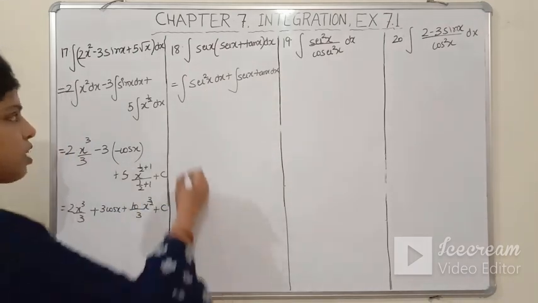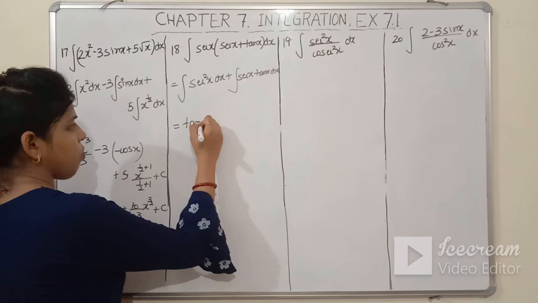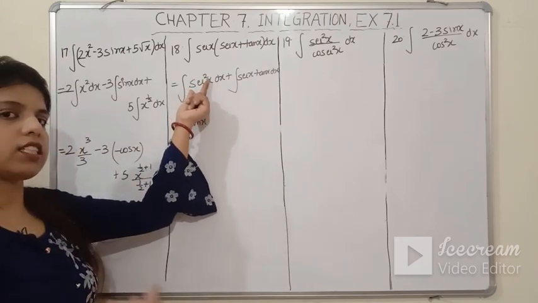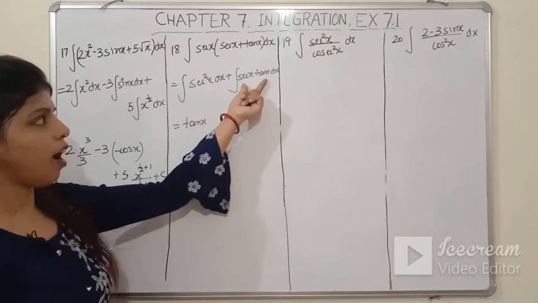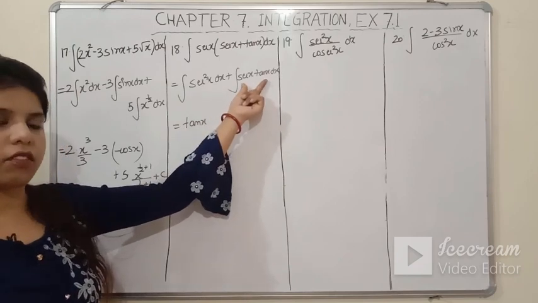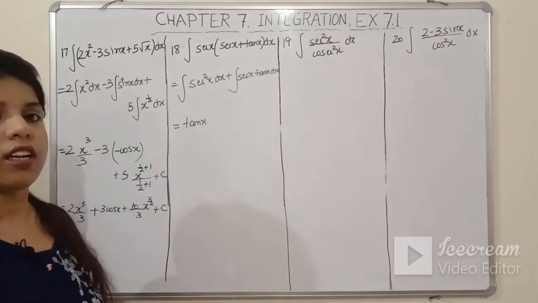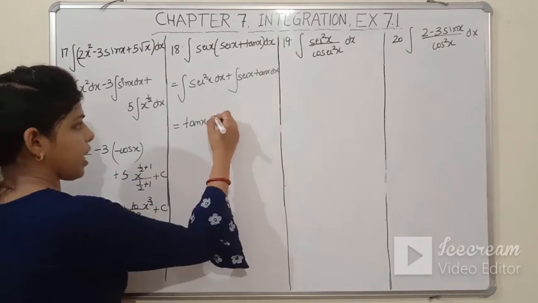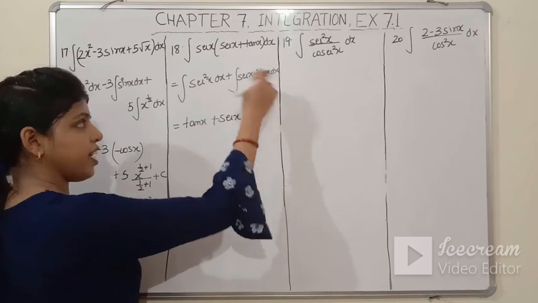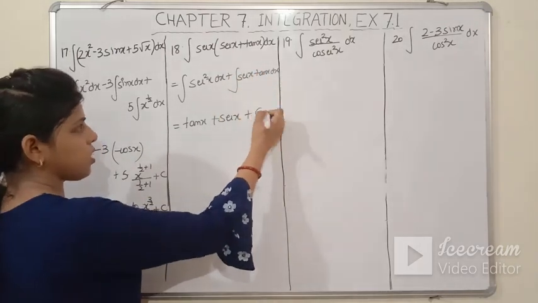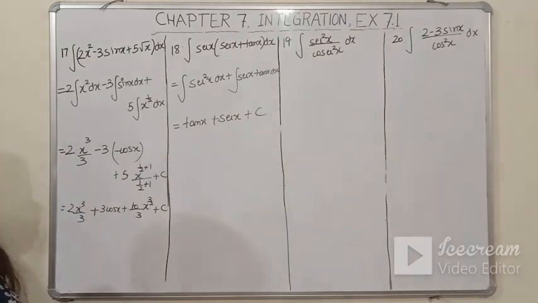The integration of secant square x is tan x. Why? Because you know that the derivative of tan x is secant square x. So integration is the reverse process. Now you have to just think in your mind, what is the derivative that gives secant x tan x as the answer? The derivative of secant x is secant x tan x. So the integration of secant x tan x is going to be secant x plus c. So you just get the final answer.